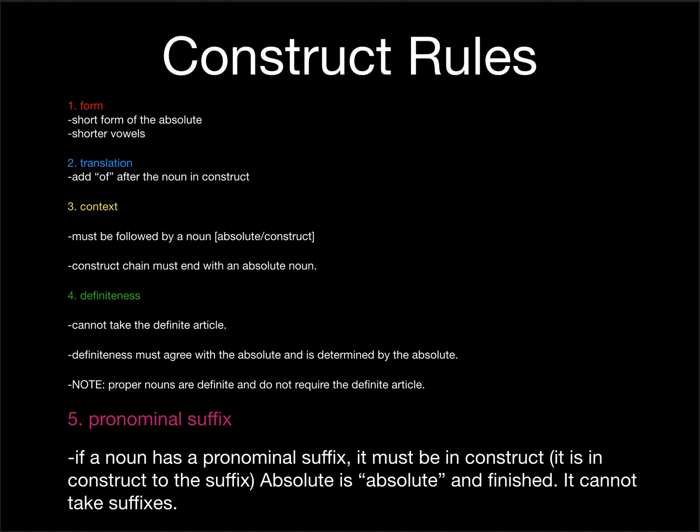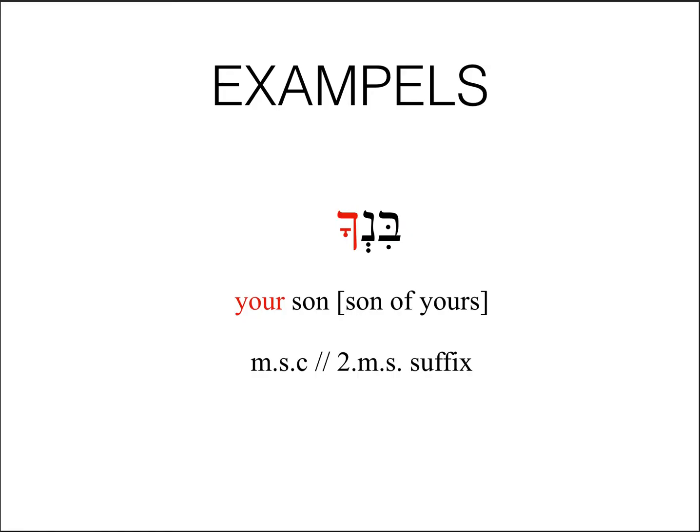Absolute is absolute, meaning it is finished. It can never take a suffix. Again, if a noun has a suffix, that noun is by default in a construct form. And here is an example. Bincha. Cha is the suffix. We did not cover the suffixes yet. You don't need to know what this means. I can tell you this means your.